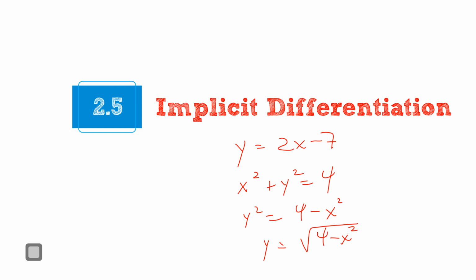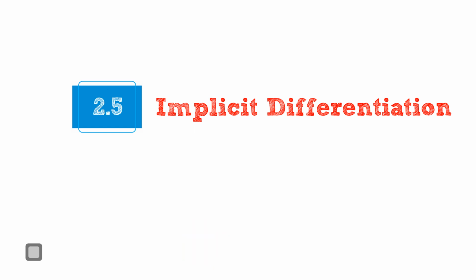What implicit differentiation does for us is it allows us to solve for derivatives in functions where we can't solve for y. So there's no algebraic way to pull the y value out of the function, so we have to figure out some other way to do it.